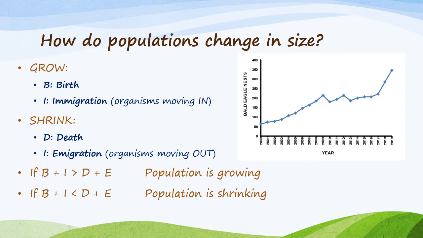If we look at the population of bald eagles here, we did start protecting bald eagles after they experienced problems with DDT in the 1950s and bred them in captivity to reintroduce them. So their birth rate increased over time while their death rate decreased, and that's why you see the growth in their population.